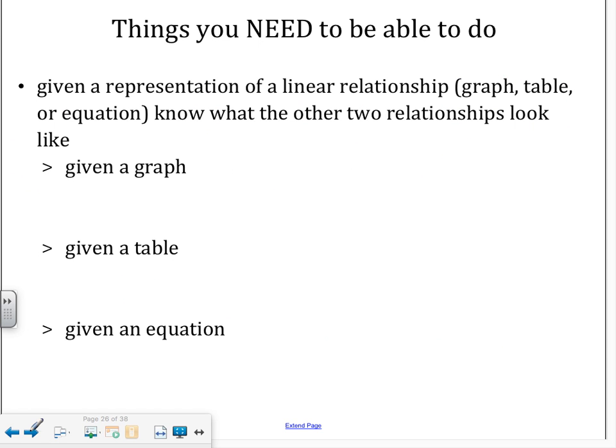All right, so other things that you need to be able to do, given a representation of a linear relationship, either a graph, a table, or an equation, know what the other two relationships will look like. So given a graph, how can you pick out what the equation would look like, what the table would look like? Same for the table, how could you pick out what a graph would look like, what the equation would be? And then finally, given an equation, how could you figure out what the graph would look like, what the table would look like?